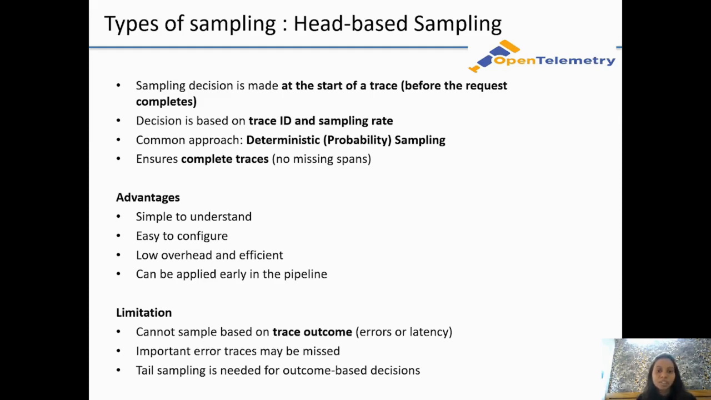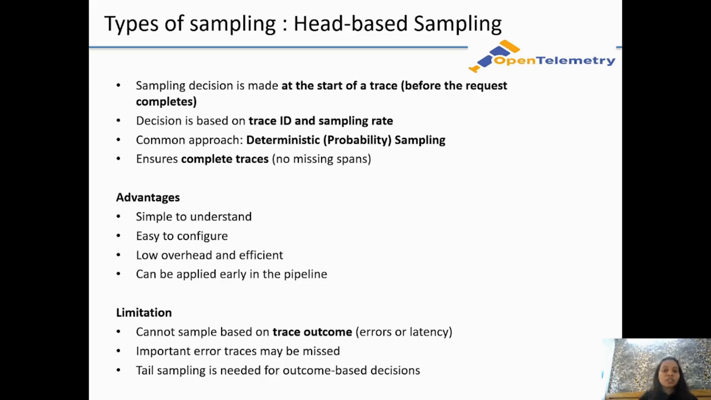In head-based sampling, the sampling decision is made at the very start of the trace, before the request is completed. The decision is usually based on the trace ID and a fixed sampling rate, like 10% or 1%. The most common approach is deterministic or probability-based sampling. The request starts, the sampling decision is made, and the trace is either kept or dropped. This is how head-based sampling works.